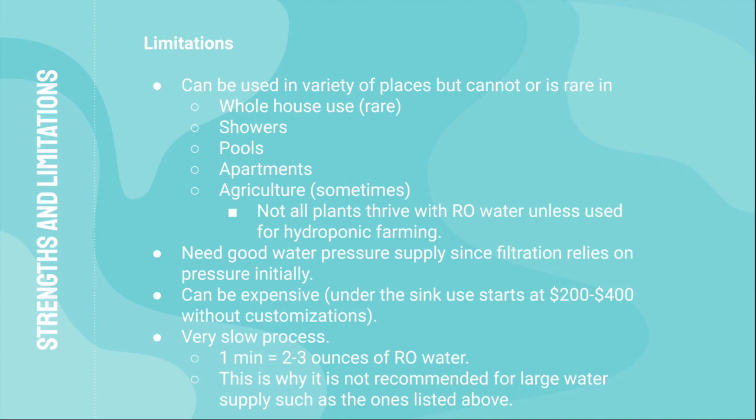And for agriculture, it's only placed sometimes just because not all plants thrive with RO water unless used for hydroponic farming. Other limitations include they need good water pressure supply since filtration relies on pressure initially. It can be expensive. The under the sink use starts at $200 to $400 without any customizations, and it is a very slow process. As I said earlier, it takes 1 minute to produce only 2 to 3 ounces of RO water, and this is why it is not recommended for large water supplies such as the ones listed above.